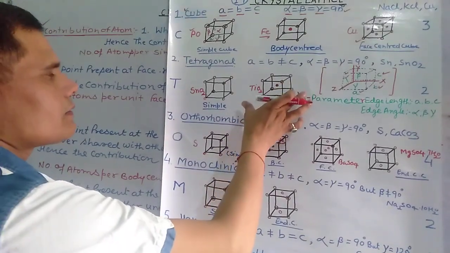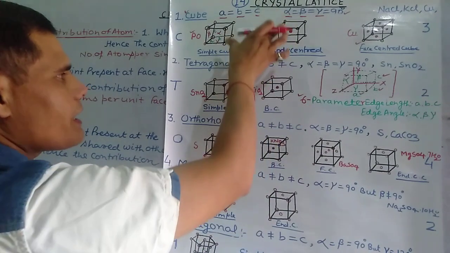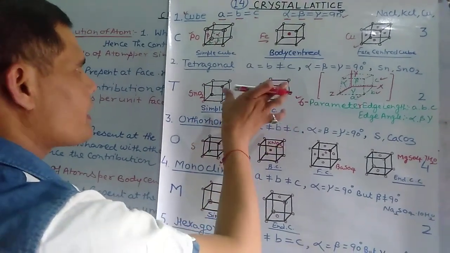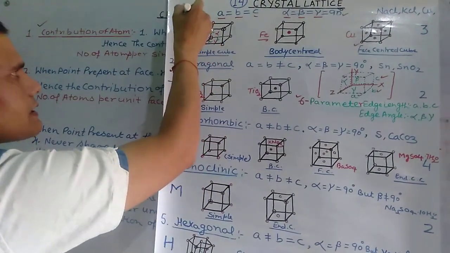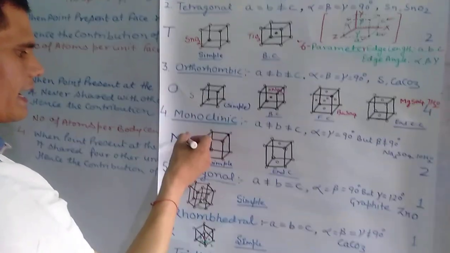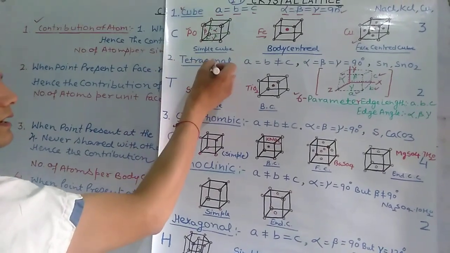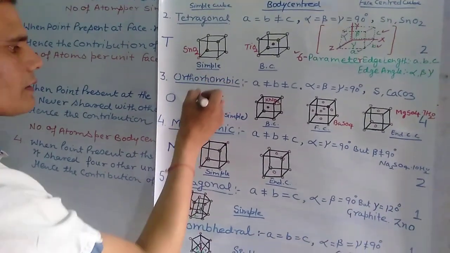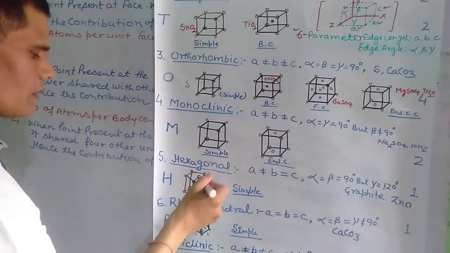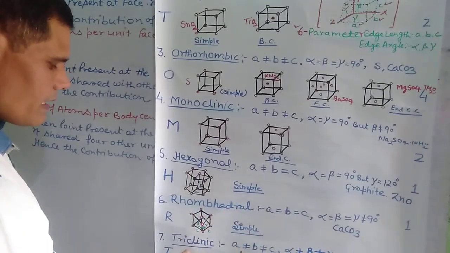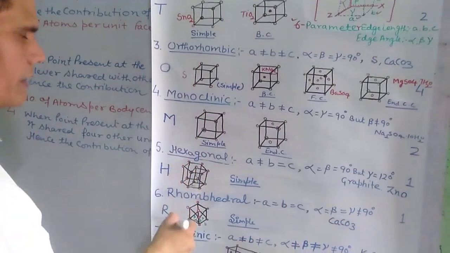I want to say there is a simple way to learn the 7 types of unit cells. We can take the first letter of each unit cell: C, T, O, M, H, R, T. C means cube, T means tetragonal, O means orthorhombic, M means monoclinic, H means hexagonal, R means rhombohedral, and T means triclinic. C, T, O, M, H, R, T.